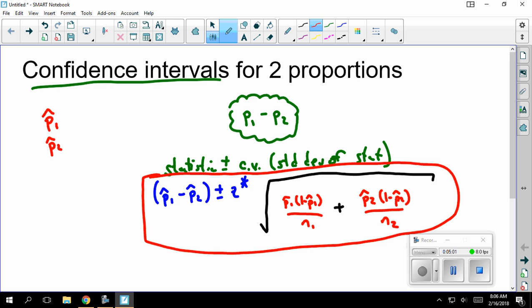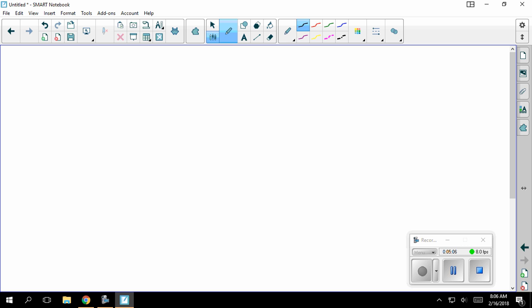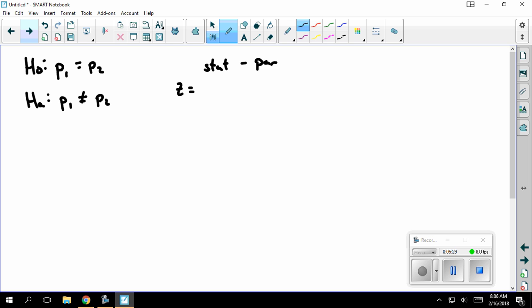Now if I change this over to a hypothesis test. A hypothesis test starts out with a belief, in this case, that the two proportions are equal, with an alternative that says they're either not equal or perhaps one of them is greater than the other. So when I come up with my z-test statistic, the formula says it's the test statistic equals the statistic minus the parameter over the standard deviation of the statistic. So this is very similar to what I had for the confidence interval.